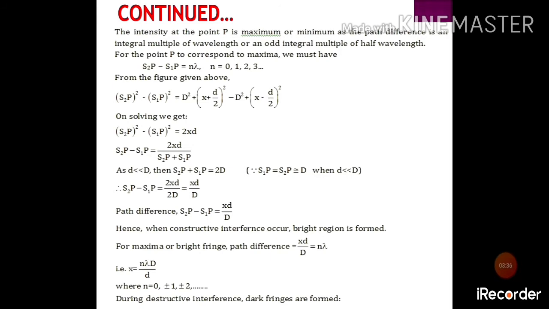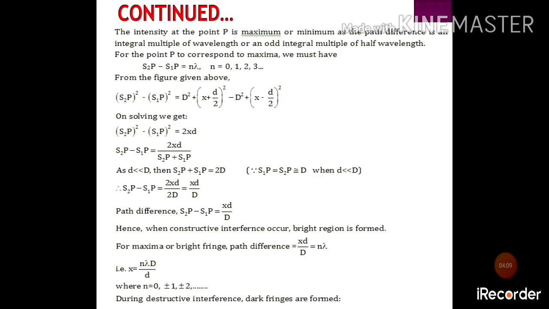If the path difference is equal to an integral multiple of wavelength, we will get a maxima, and if the path difference is equal to an odd integral multiple of half wavelength, then we will get a minima. So for a point P to correspond to a maxima, we should have S2P minus S1P equal to n lambda, where n is equal to 0, 1, 2, 3, etc. Obviously n equal to 0 corresponds to the central maxima, as I have already told you.